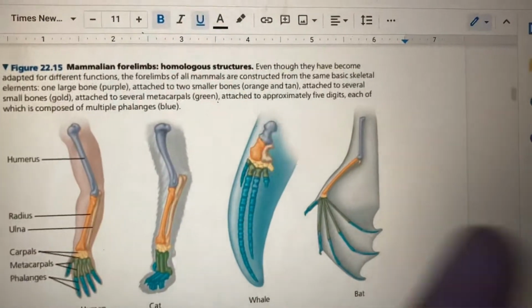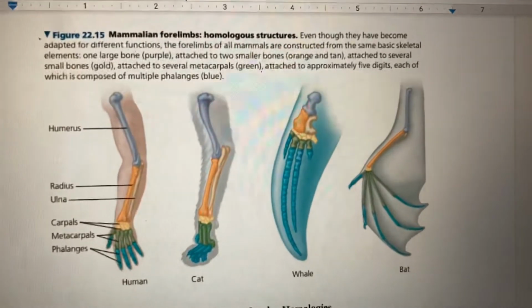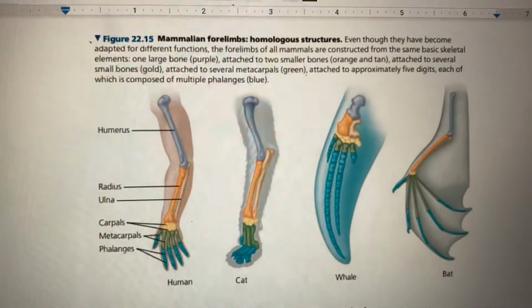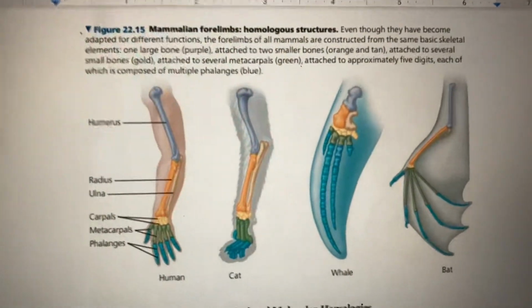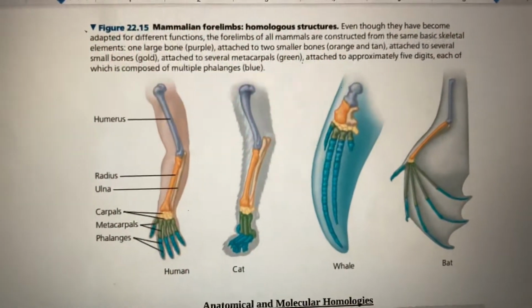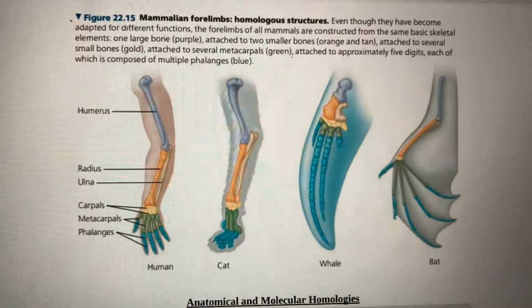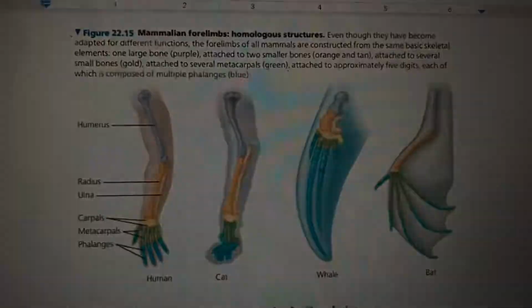This one is of a bat, and obviously bats would use that structure to fly. Whales would use their structure to move in water. Cats would use their structure to move around on land, and humans would use the structure to obviously pick up items or do other things. And yep, that is homology.